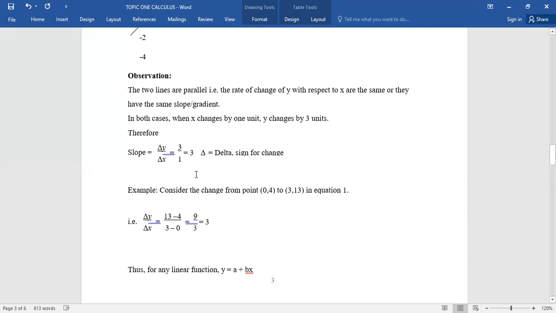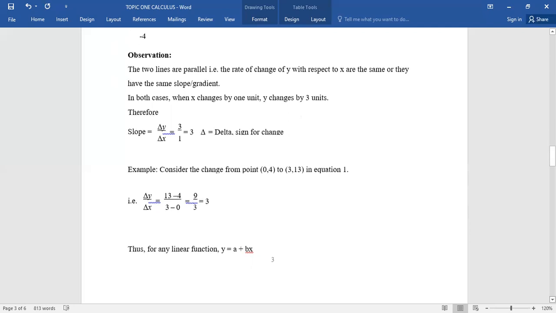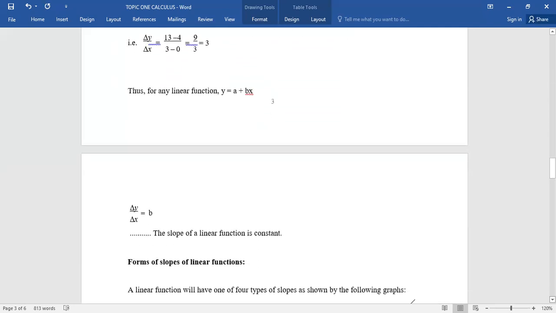And this sign is called delta. So when we are talking of the change in y over change in x, we are talking of delta y over delta x. Later on, we'll be using d when we come to differentiation. We'll be using the change in y as dy over dx. Let me not preempt, we'll be coming there.